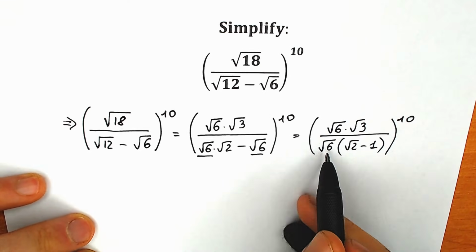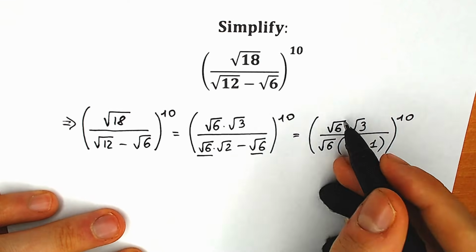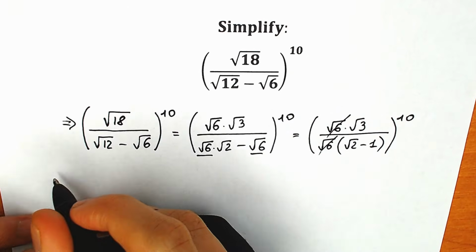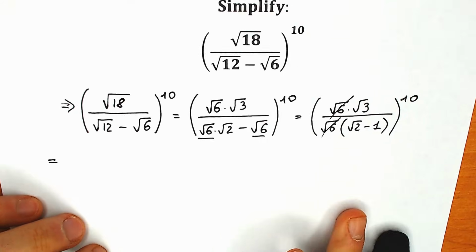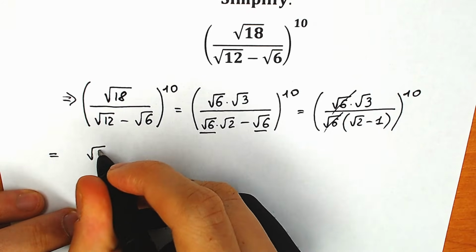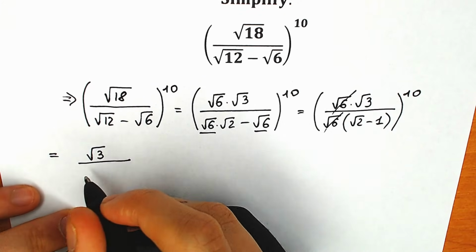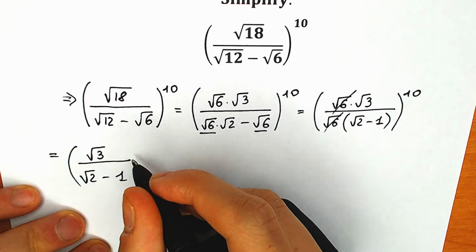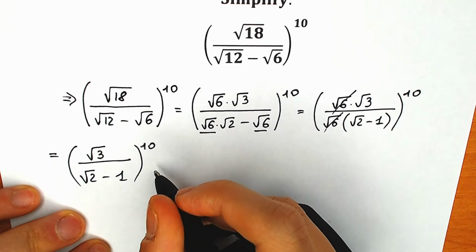And right now let's look closely at this expression. We can easily cancel this square root of 6 from here and this square root of 6 from here. So as a result we have the next expression, the square root of 3 in our numerator, and in our denominator the square root of 2 minus 1. And of course we need to raise this to the power 10.